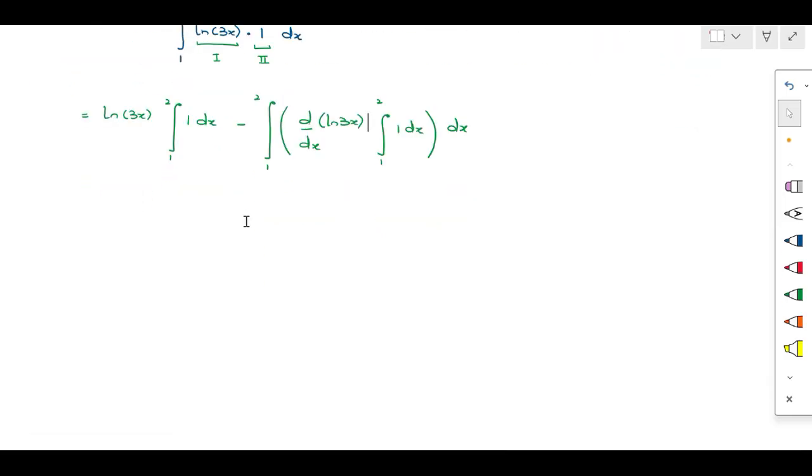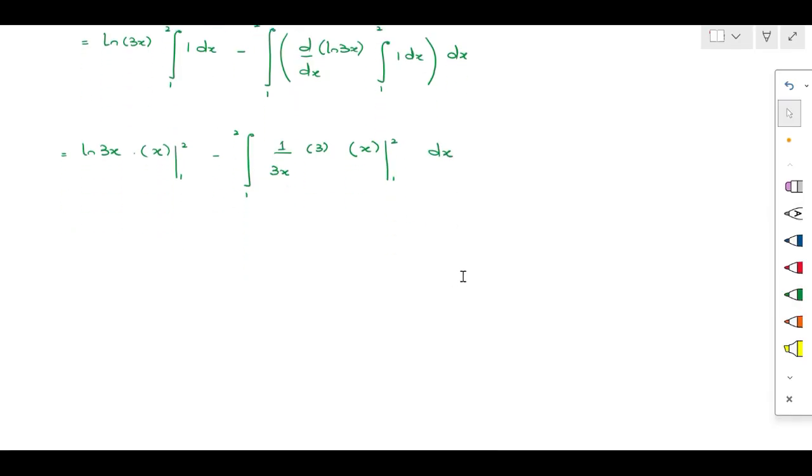Okay, now let me simplify this. Natural log of 3x is as it is, the integration of 1 with respect to x is just x, and we put the limits from 1 to 2, minus the whole integration from 1 to 2 of the derivative of natural log of 3x, which is 1 over 3x times 3, since the derivative of 3x is just 3, and the integration of 1 with respect to x is x, with limits from 1 to 2, with respect to dx.